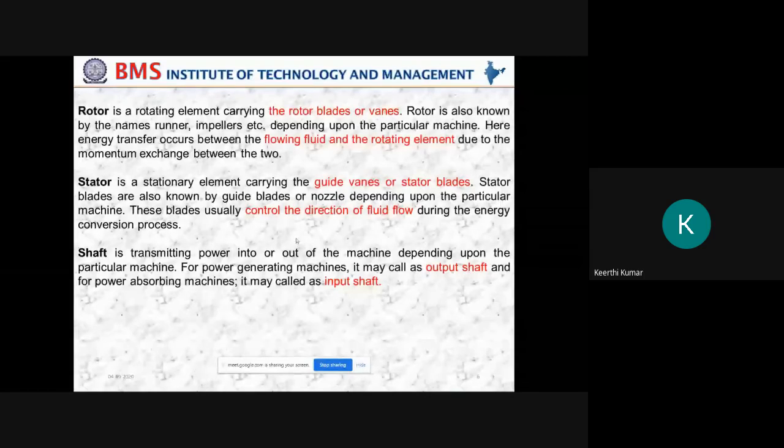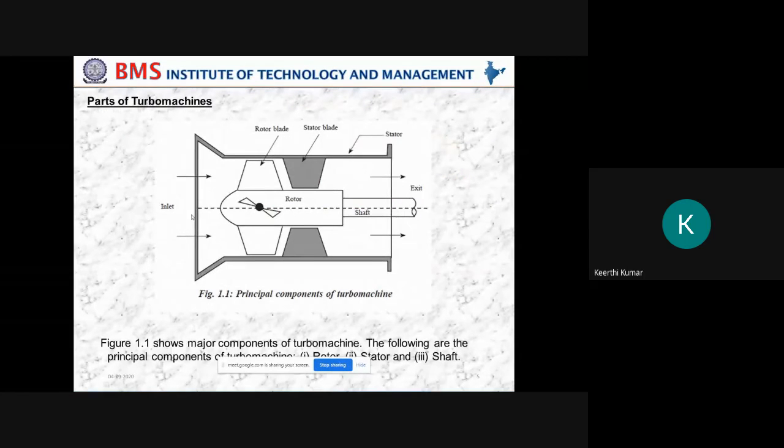Is it clear? So again, I'll refresh. These are all the different parts of any turbo machine. In that, the mandatory parts are rotor blades and shaft. And the non-mandatory parts are stator blades or fixed blades, and casing or stator. That means the other name for stator is casing, and the other name for stator blade is fixed blade. These two are not mandatory parts. But in some applications, those two are mandatory.